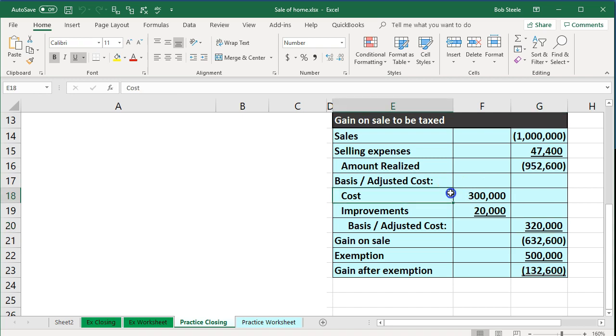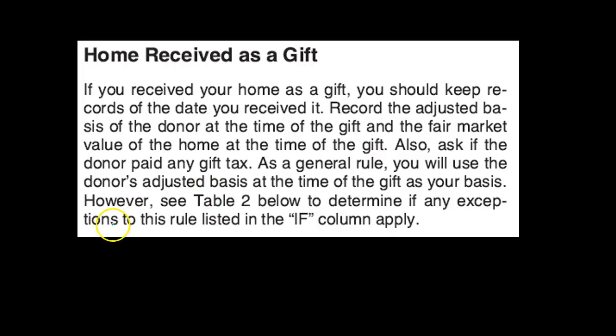We might have a question. We could say, well, I don't know what the cost is because I inherited it or someone gave me the house. In that case, I don't know what the basis is because I didn't buy it myself. Well, what's going to be the basis in those cases? What's the basis to me if I inherited the property, or what's the basis to me as I sell the property if the property was gifted to me? Those are going to be the questions here.